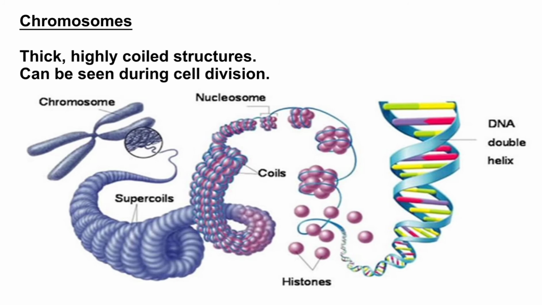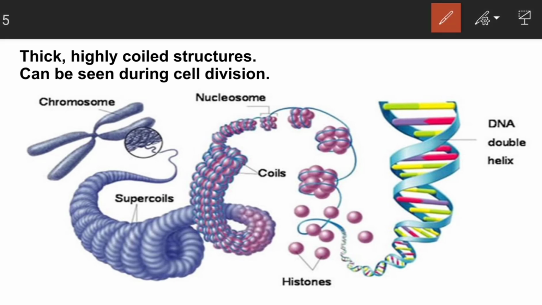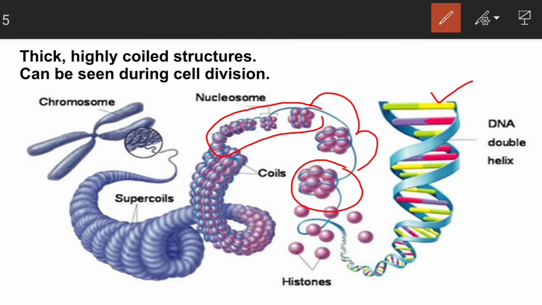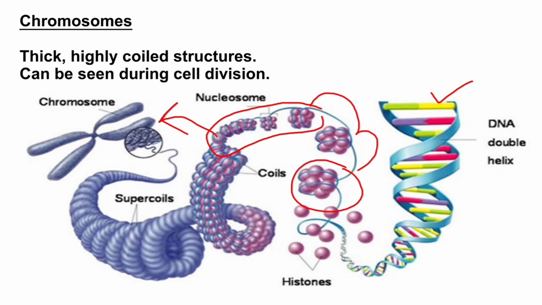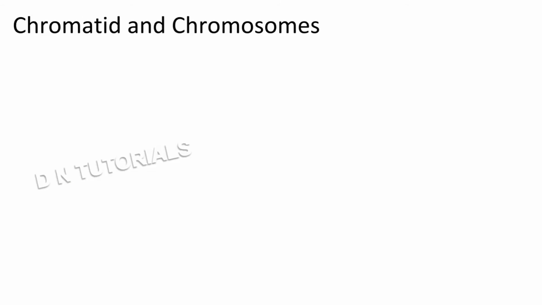Right? So here you can see in this diagram, there is a DNA. This DNA comes along with the histone protein to form nucleosome, and when many nucleosomes come together, it is going to form the chromatin fiber which is semi-condensed, and when this chromatin fiber gets more condensed during cell division, it is going to form a chromosome. So I hope you are clear with the term chromatin fiber and chromosome. Now let us study about chromatid.